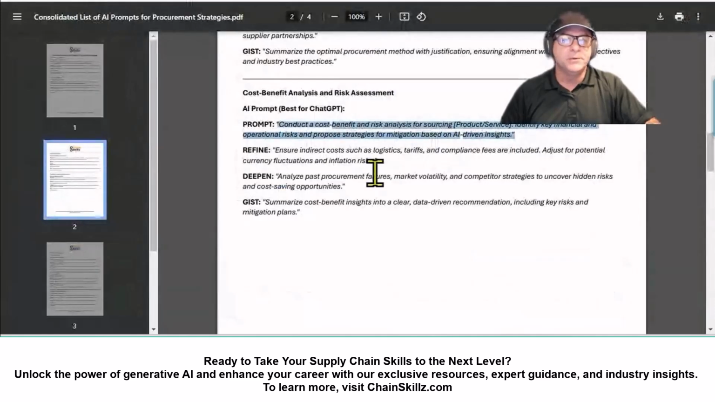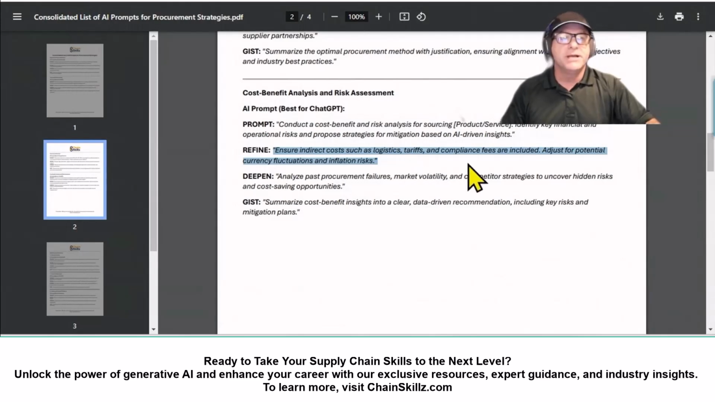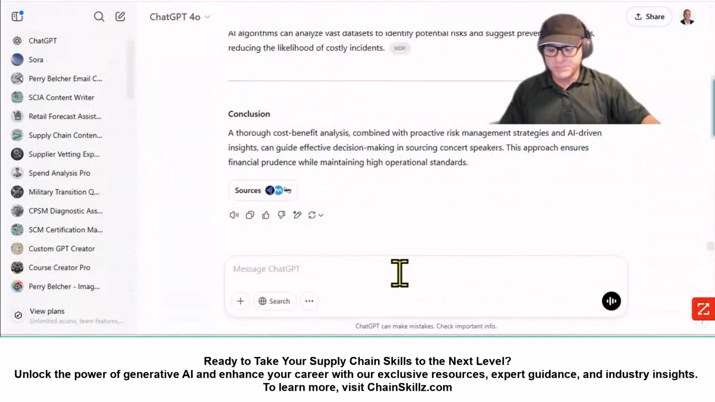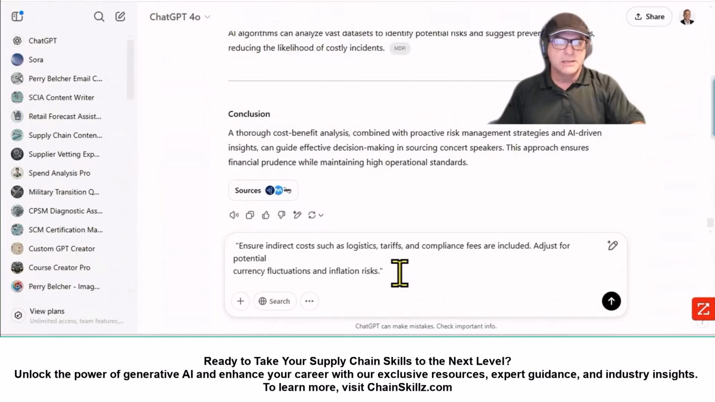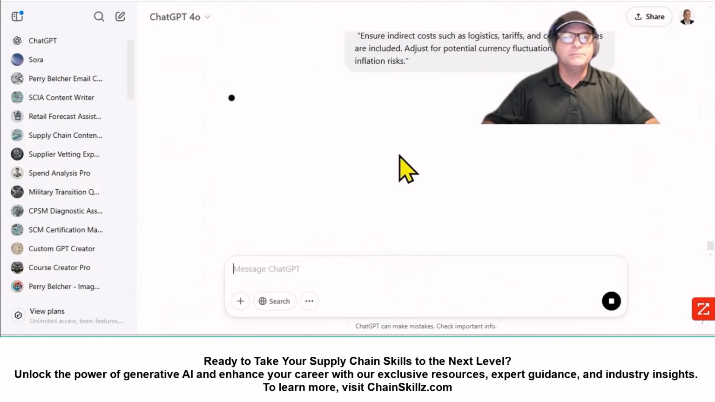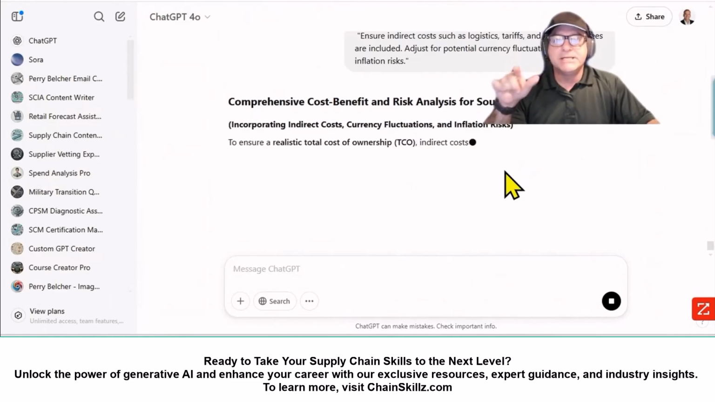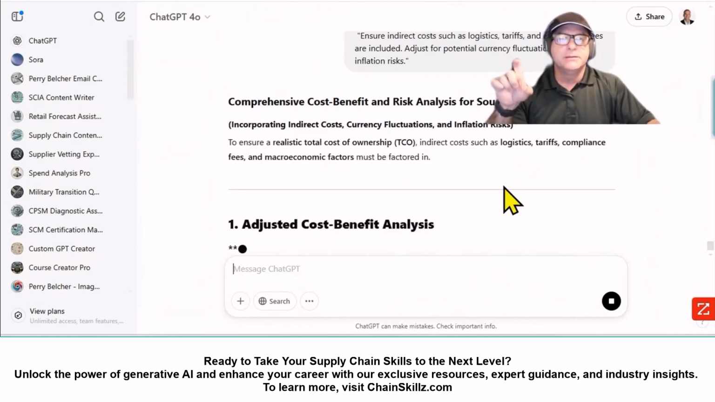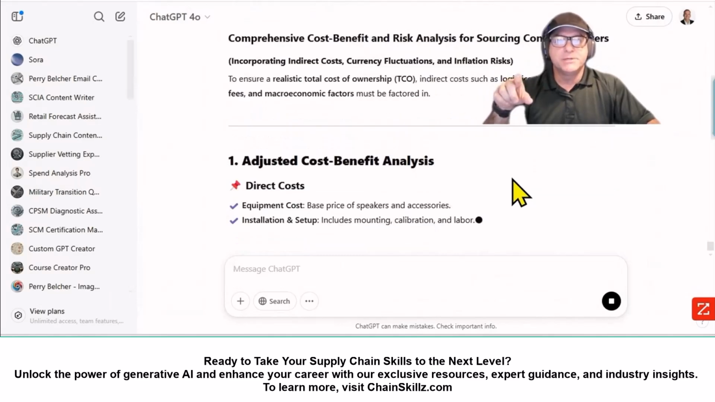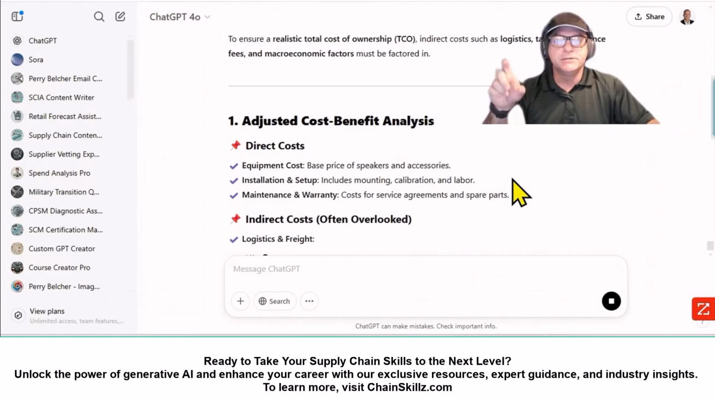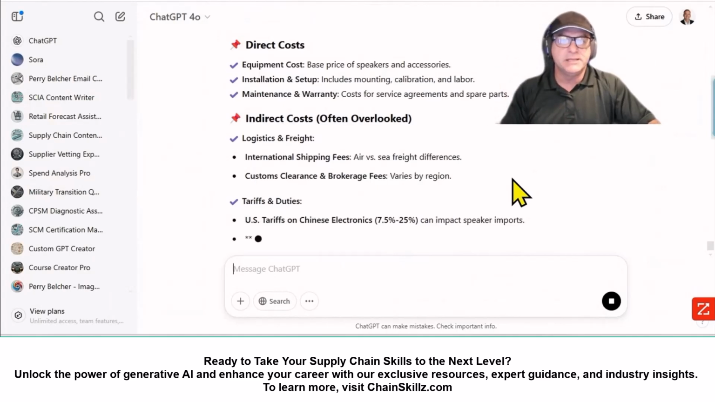Let's dig in a little bit more. All right. Ensure indirect costs, logistics, tariffs, and compliance fees are included. Adjust for potential currency fluctuation and inflation risks. Especially in this current time, this would be something to definitely consider. All right. Now I'm going to ask the question when it's done here, and what I'm going to test for is currency, meaning current with the current times, because the tariffs are an issue, right? So I'm going to ask it, have you considered the latest issues with tariffs that have occurred in the last 30 days? Just see if it's even thinking that way, right?